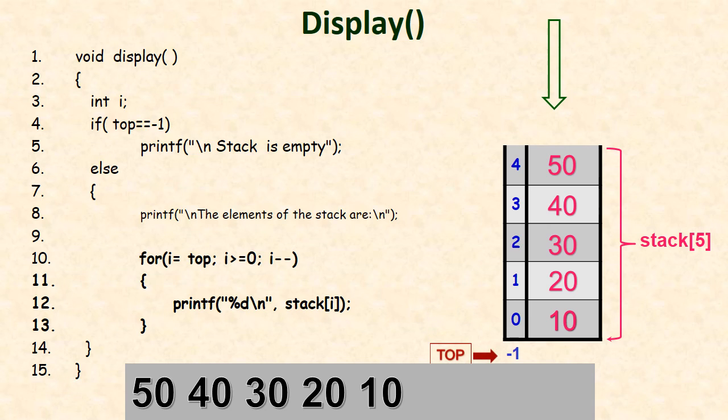Now the I value is minus 1, so you cannot continue this for loop, because the condition is I greater than or equal to 0. When this condition is true only do you display. So here the I value is minus 1, so the condition has failed, and you have to come out of the loop. This is how we display elements of the stack.